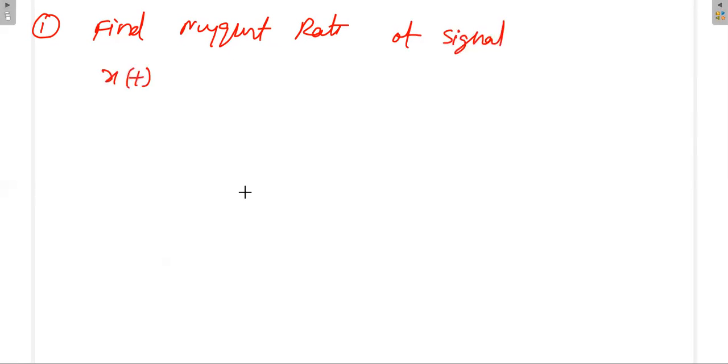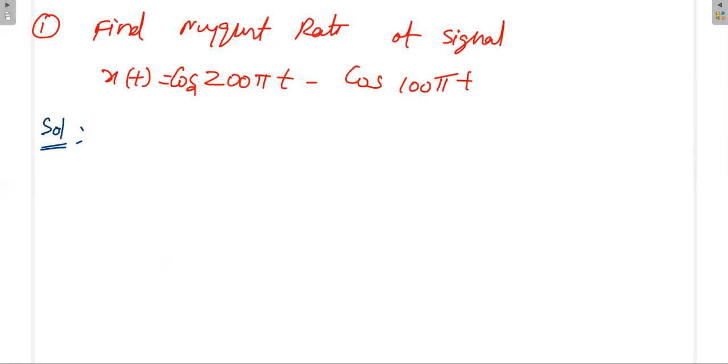Find the Nyquist rate of the signal x of t is equal to cos 200 pi t minus cos 100 pi t. This signal has two terms. For the first, omega m1 is equal to 200 pi, and omega m2 is equal to 100 pi.